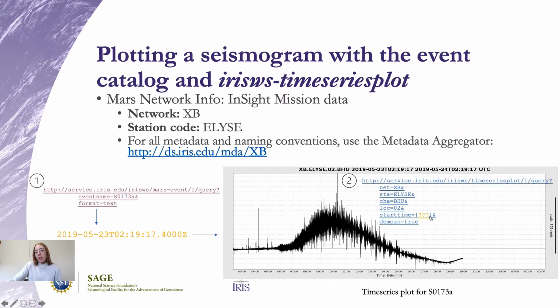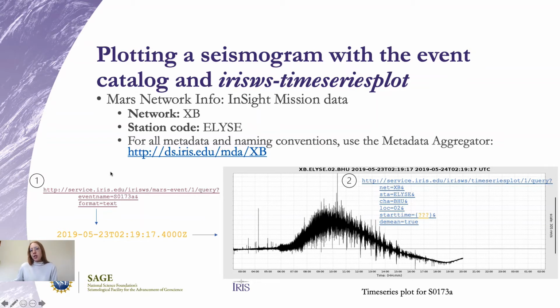So one cool thing that you can do with the event catalog is integrate it with time series data. Time series, the waveform data from the mission, is also available from the IRIS DMC. You can find all of the metadata and naming conventions from our metadata aggregator here. It has more details about the different channels and frequencies available. The station code ELYSE denotes the scientific data from the surface of Mars, so that's the seismometer. And the network, the InSight network, is XB.